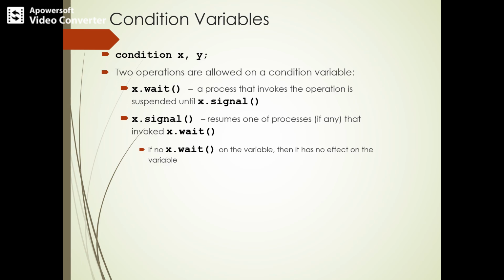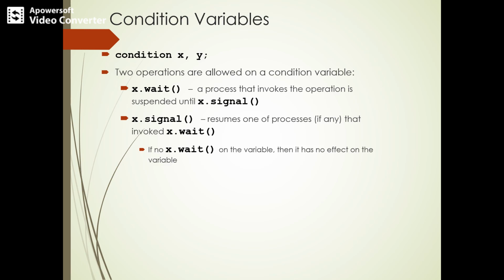A programmer needs to write their own synchronization scheme, that is, they can define one or more variables of type condition, and the only operations that can be invoked on a condition variable are wait and signal. So if I say x.wait, it means that the process invoking this operation is suspended until another process invokes x.signal. The x.signal operation resumes exactly one suspended process. If no process is suspended, then the signal operation has no effect.